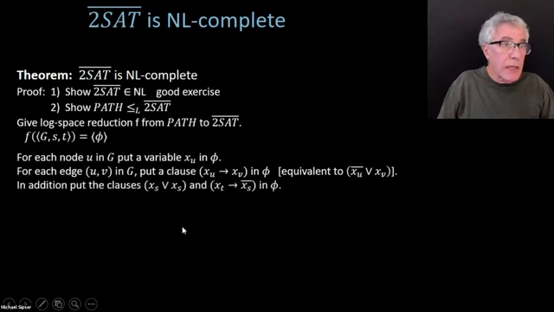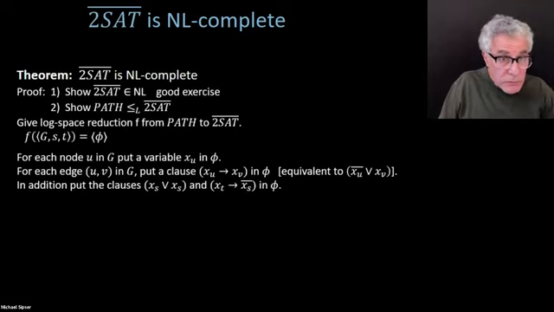And lastly, I'm going to put two additional clauses. First, for the start variable, from the start node S, I want to force that one to be true. Since I want exactly two literals per clause, that's XS or XS, which forces that variable true. And lastly, if XT is true, that's going to force XS to be false.